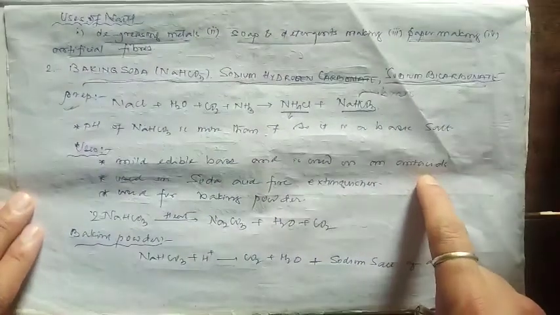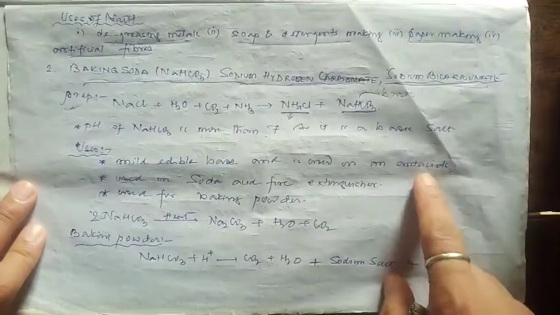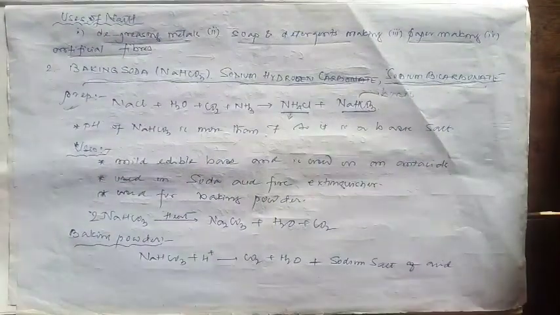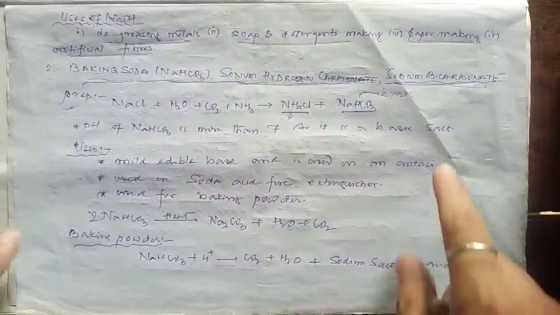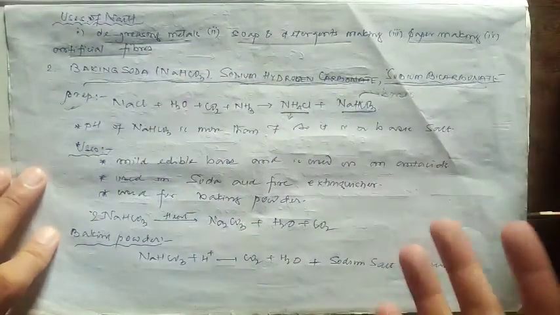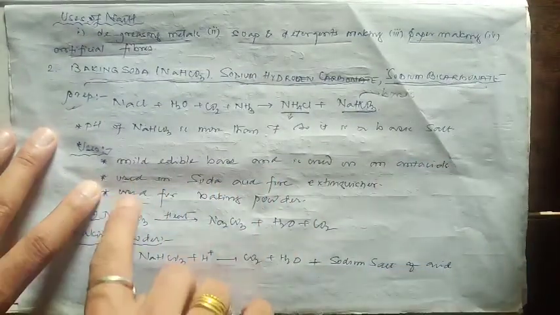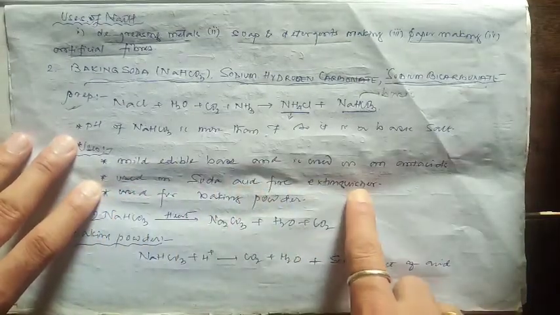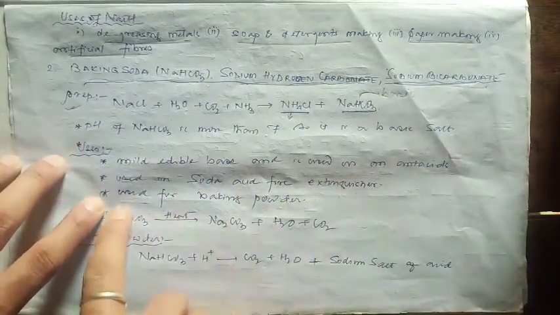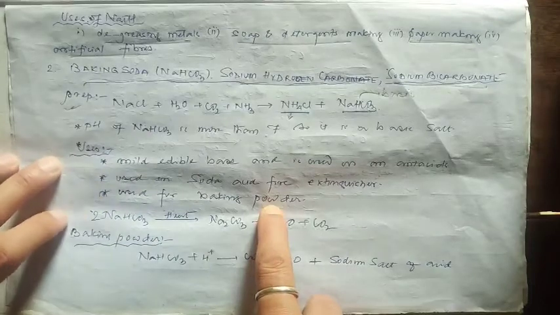So when we complain of an acidity problem, because it's a mild base, it's edible, so we can consume it. When we consume this, the excess acid formed is neutralized by this base and we get rid of that acidity problem. So that's the use. This sodium hydrogen carbonate or baking soda is also used as a soda acid fire extinguisher. And this is also used for making baking powder.